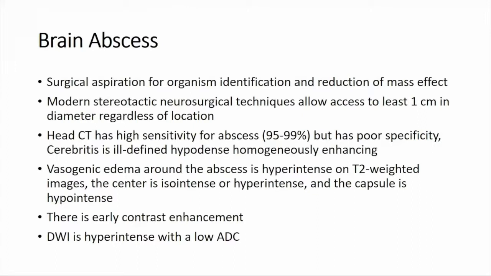Head CT has a high sensitivity for abscess, 95 to 99%, but it has very poor specificity. Often, if the head CT is negative, you can still have an abscess. Vasogenic edema around the abscess is hyperintense on T2 weighted images. The center is isointense or hyperintense, and the capsule is hypointense. There's early contrast enhancement in the stage of cerebritis, and the DWI is hyperintense with a low ADC.